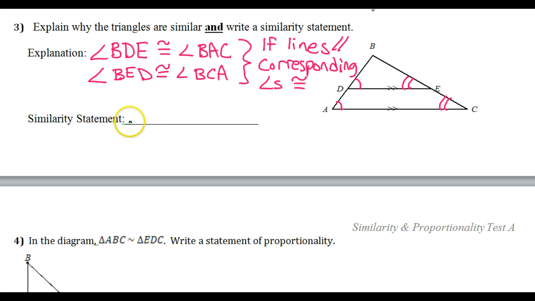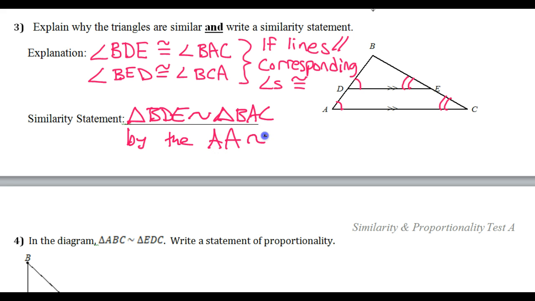So now I can say that triangle BDE is similar to triangle BAC by the angle-angle similarity theorem. Okay, so it's all part of the explanation, and I did mention the similarity statement that they asked us for.